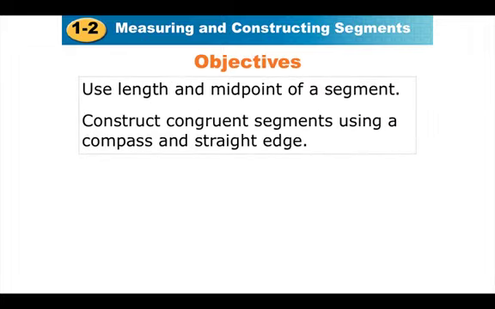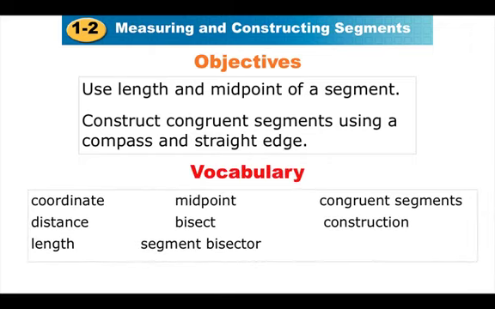This is section 1-2, measuring and constructing segments. These are the objectives: use length and midpoint of a segment. The second one is construct congruent segments using a compass and straight edge. This is the vocabulary. By the end of this lesson, you should be familiar with these terms. You can pause to read them. I'm going to move on to the next slide.